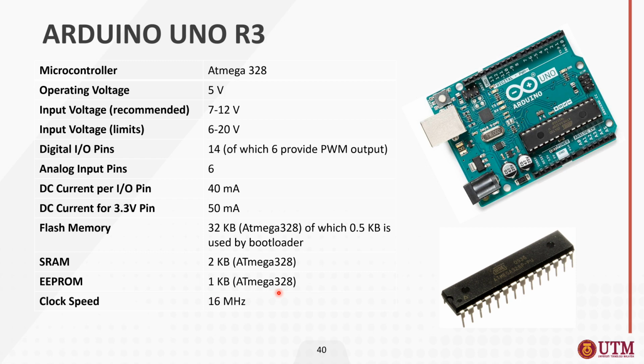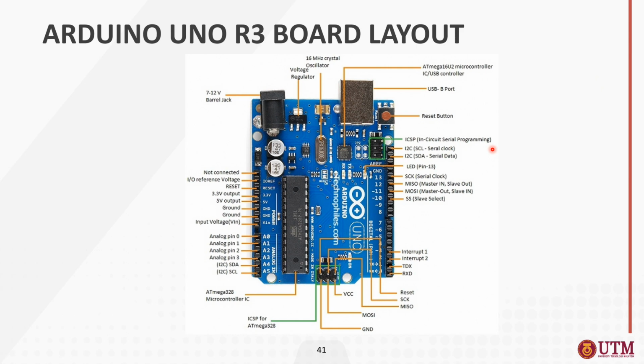Alright, and then the clock speed for your Arduino is 16 megahertz. As you can see here, this crystal oscillator is the 16 megahertz clock. Okay, so this is the detailed layout of your Arduino. You can power it up using the USB port, the 7 to 12 volts barrel jack, and also the Vin pin here, 3 ways.